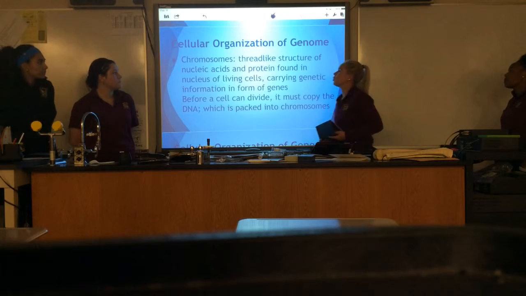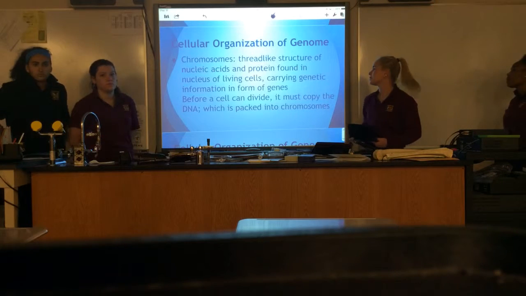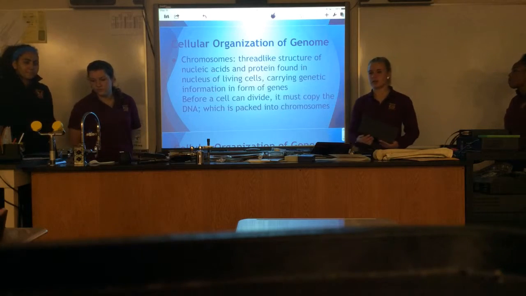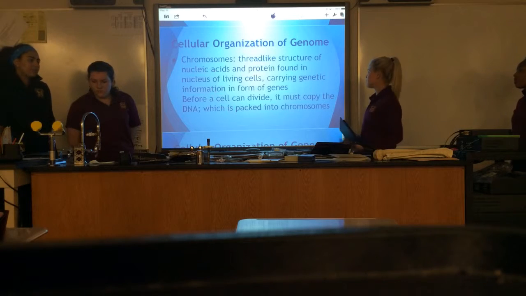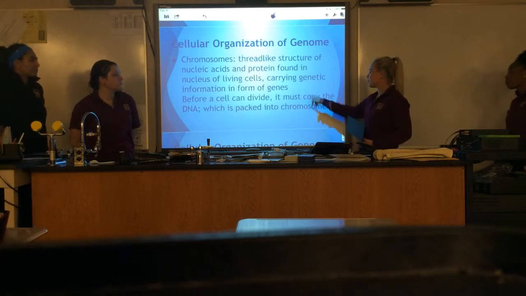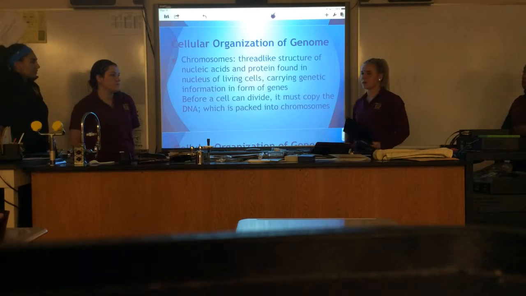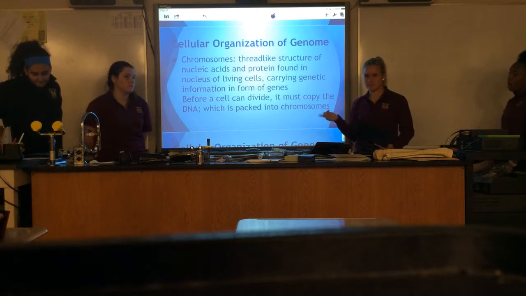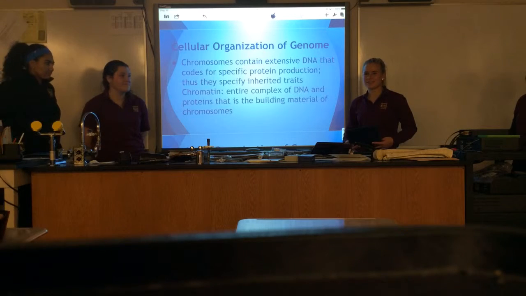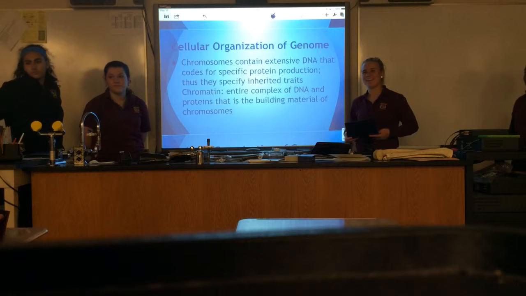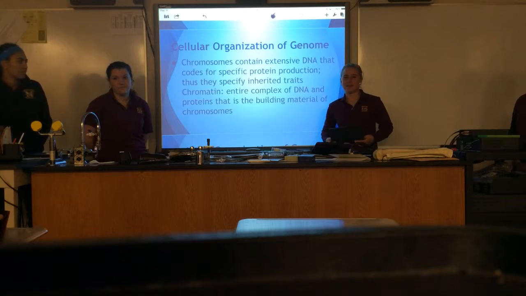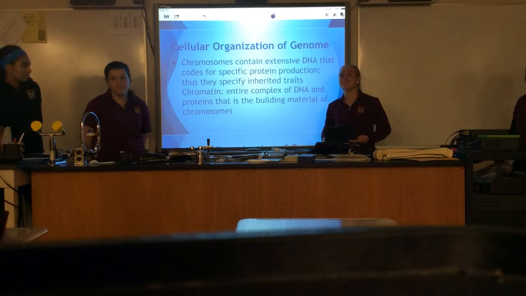Some vocab. Chromosomes are thread-like structures of nucleic acids and protein found in the nucleus of a living cell. They carry the genetic information in the form of genes, and this is what the DNA is stored in, like a chromosome. And before a cell can divide, we've been over this, it must copy the DNA, which is packed into these chromosomes. Okay. Does anybody have any questions? So, what is the DNA packed into, Maggie? Chromosomes. Yes. And Cameron, what must the cell do before it can divide? Replicate the genetic material. You got it.